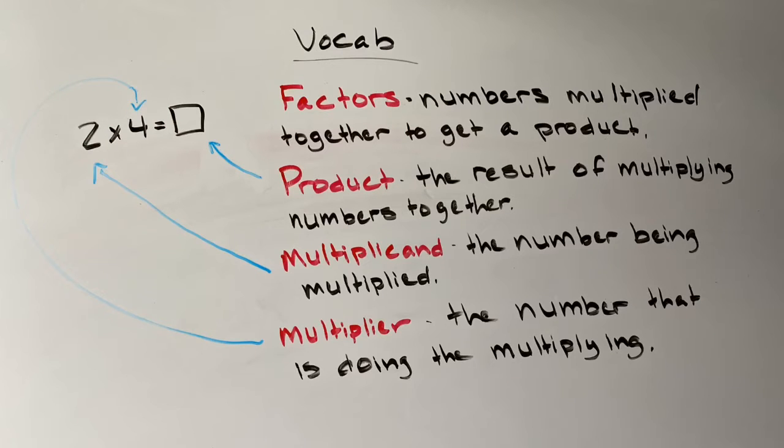Vocabulary to know for this lesson is factors, product, multiplicand, and multiplier. Factors are numbers multiplied together to get a product. The product is the result of multiplying numbers together. Multiplicand is the number being multiplied, and the multiplier is the number doing the multiplying.